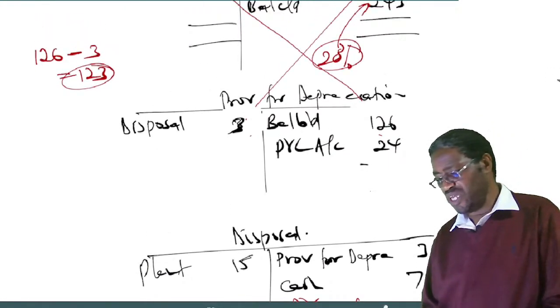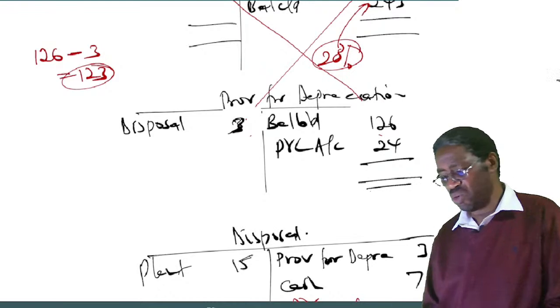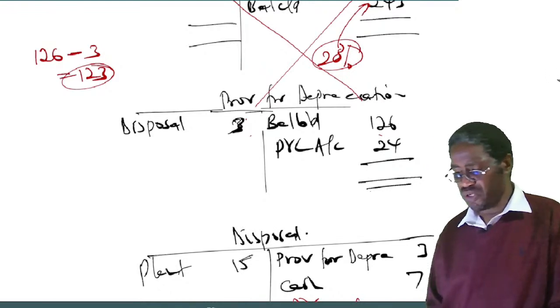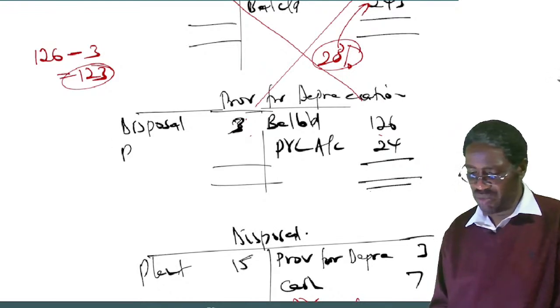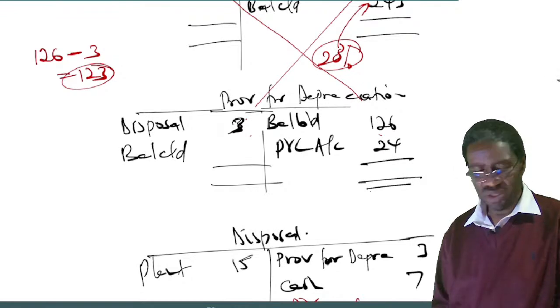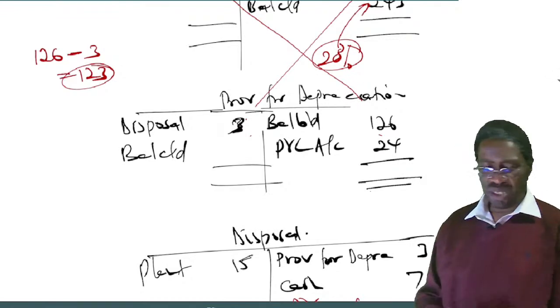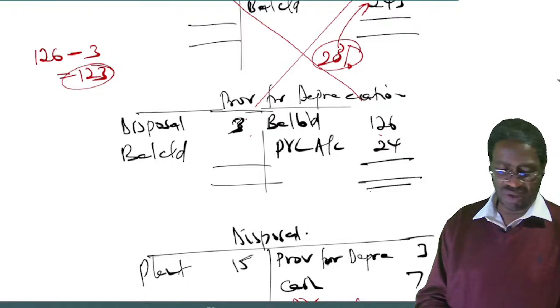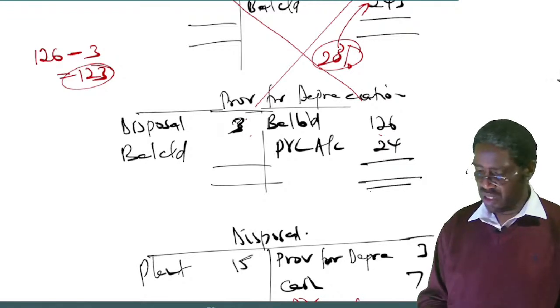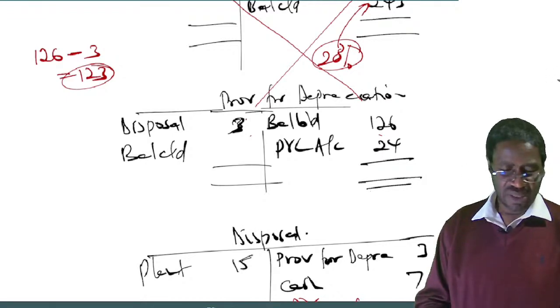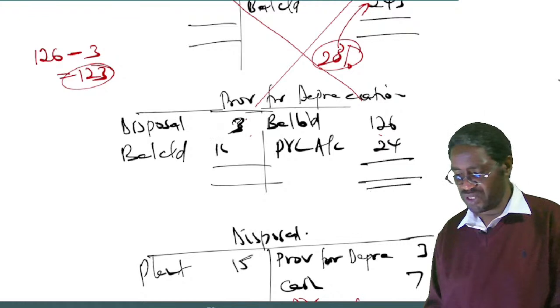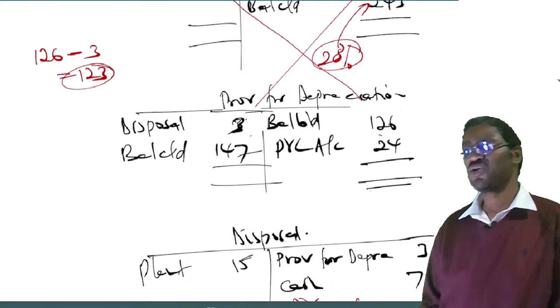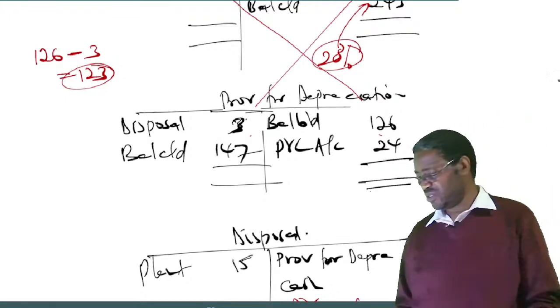So the only one remaining now is the account called provision for depreciation. What is the accumulated balance carried down? So let me add it. I get 126 on the credit side plus the charge for the year 24, minus 3 million on the debit. I am carrying down 147. Good. 147.